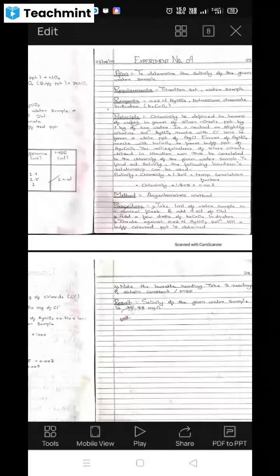Whatever reading we take, that is the chlorinity reading, and then this chlorinity will be multiplied by 1.805, and there will be an addition of the temperature correction factor, and then you get the salinity of the water. For this practical, the argentometric method is used.